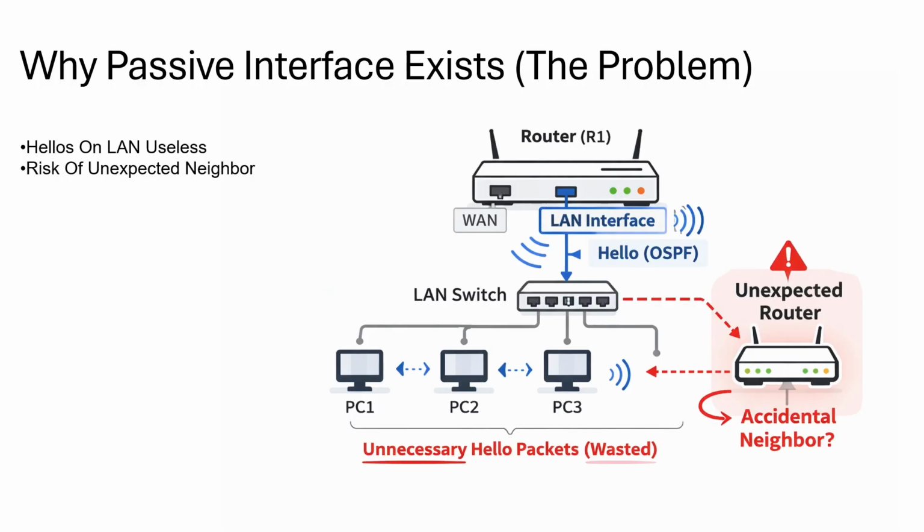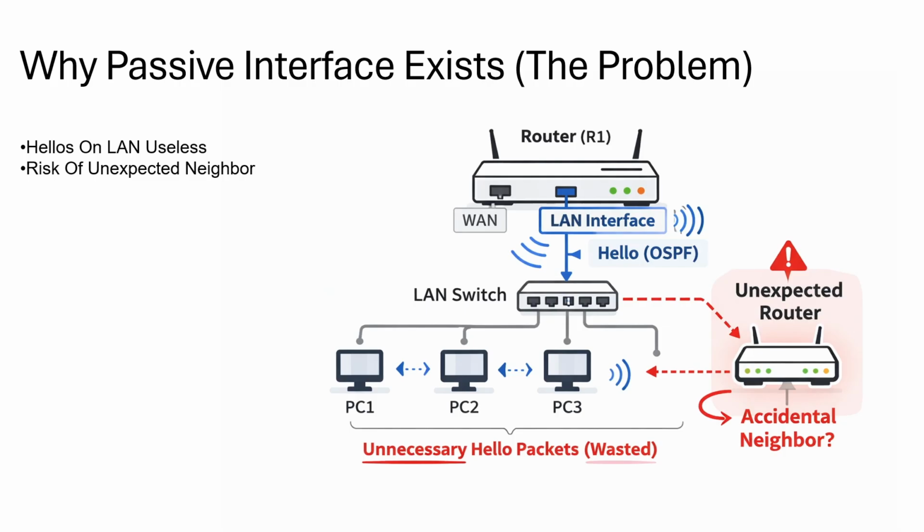Section C, passive interface, what it actually means. Let's define it by the problem it solves. If an interface participates in OSPF, it sends hellos. On a LAN interface facing PCs, printers, servers, users, sending hellos doesn't really help. End devices don't run OSPF. And worse, if there's another router plugged into that LAN unexpectedly, your router might form a neighbor relationship that you don't intend. So you want two things at once.